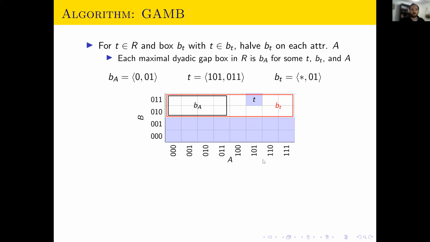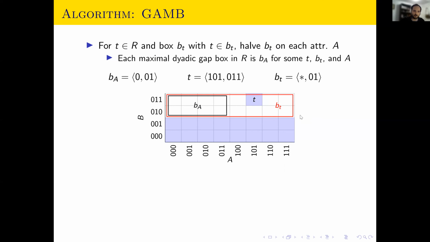So this idea motivates our first algorithm, which we call GAMB. What it does is it iterates over each relation in the input, and for each tuple T in the relation R, and each dyadic box BT that contains T, we extend BT along each attribute A to obtain a box BA, which we can see in the diagram. These BA boxes get added to a working set of possible gap boxes.